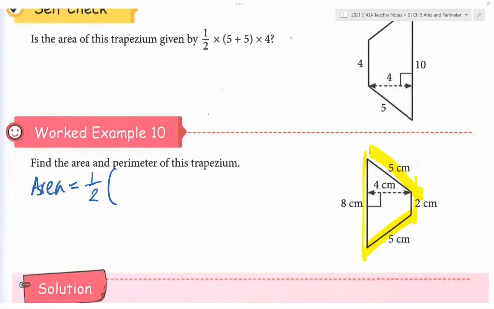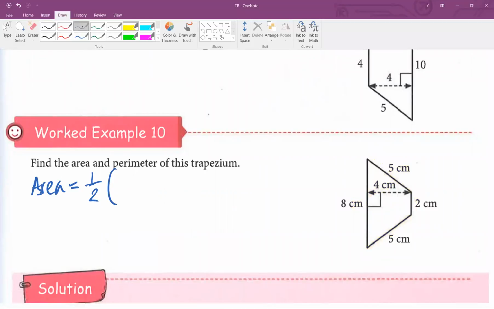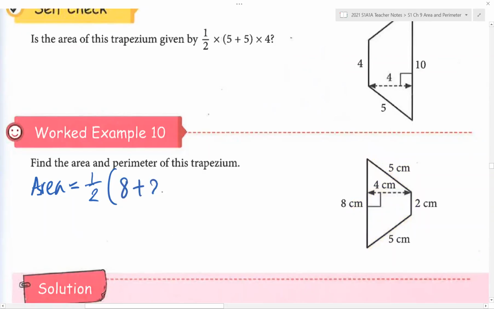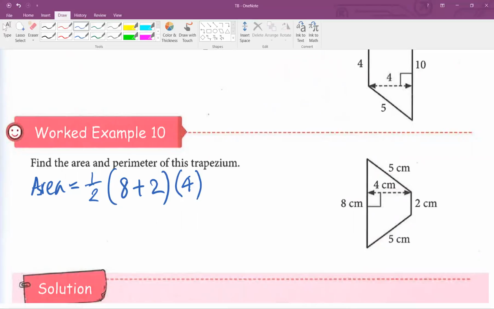8 and 2, yes. So 8 and 2 will be our parallel sides. Do you understand, Ashari? Okay, so 8 plus 2. We put it in the bracket, 8 plus 2. Multiplied by the perpendicular height. So which one is the perpendicular height? Oh yeah, I heard the answer. Who said that? Okay, correct. Karine, it is 4.